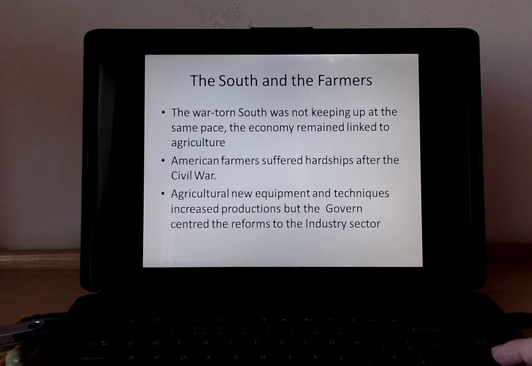Next unit, we will go through the still open wound of black integration that turned the South, until we get into the civil rights movement with Martin Luther King.